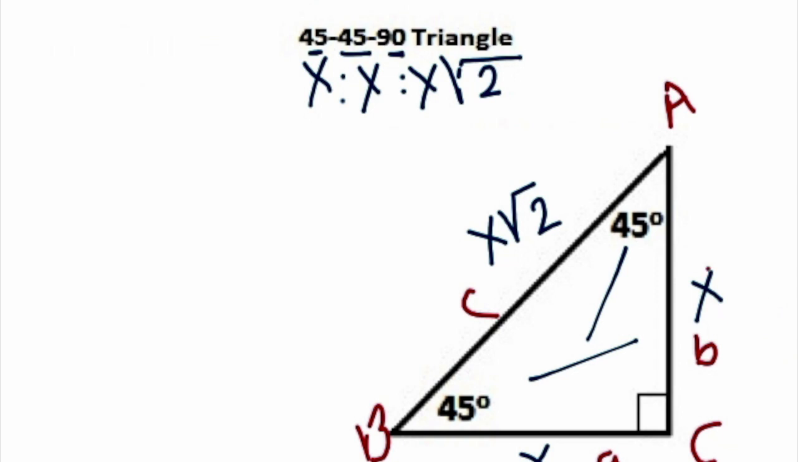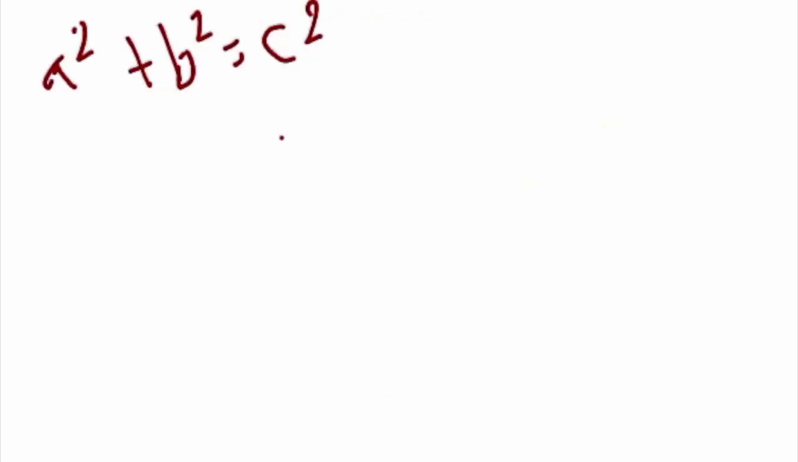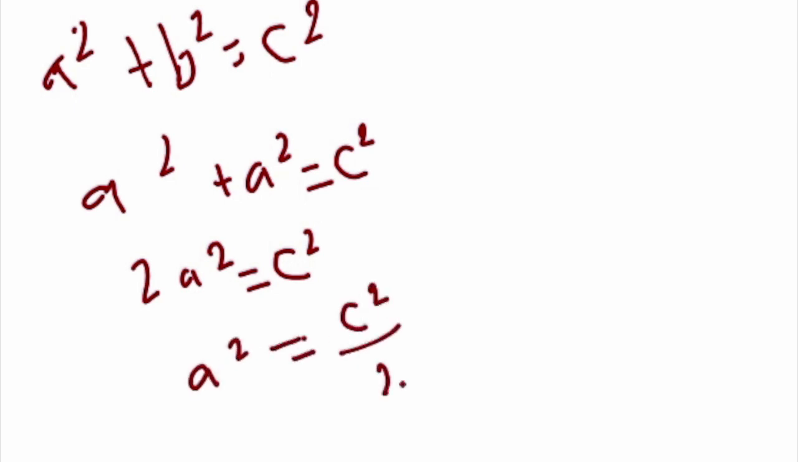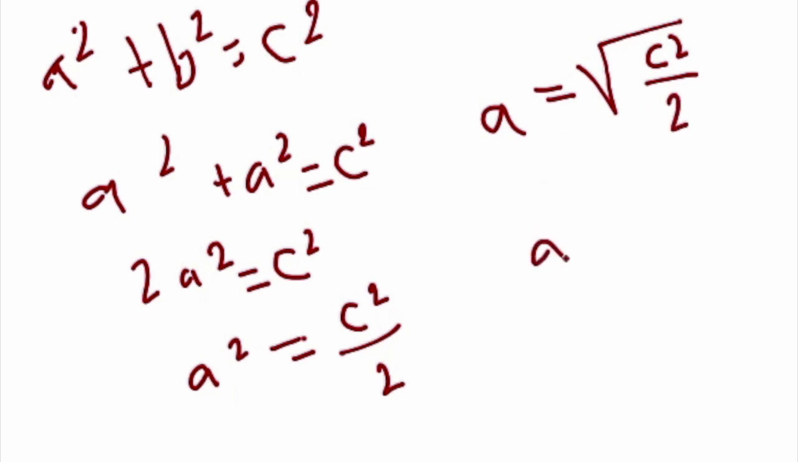But since b and a here are actually the same length because it's an isosceles triangle, why don't we substitute a for b or b for a? It doesn't really matter because they're the same length anyways. So let's say a squared plus a squared equals c squared. That's 2a squared equals c squared. That's a squared equals c squared over 2. Then a equals the square root of c squared over 2. And the square root of c squared is c, so a equals c over square root of 2.